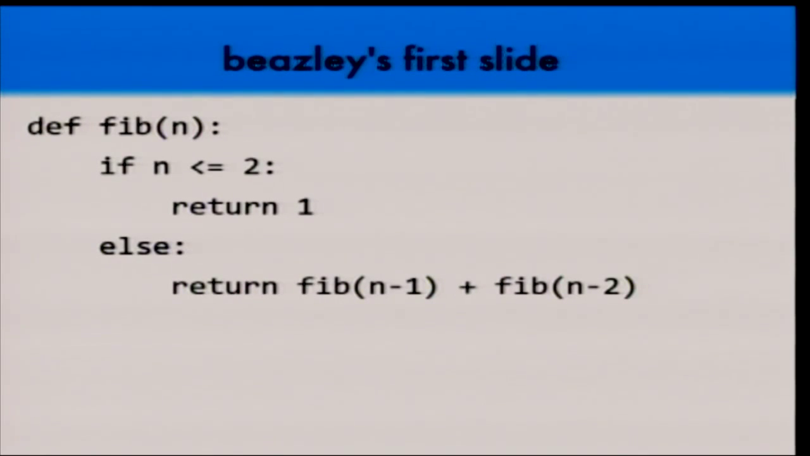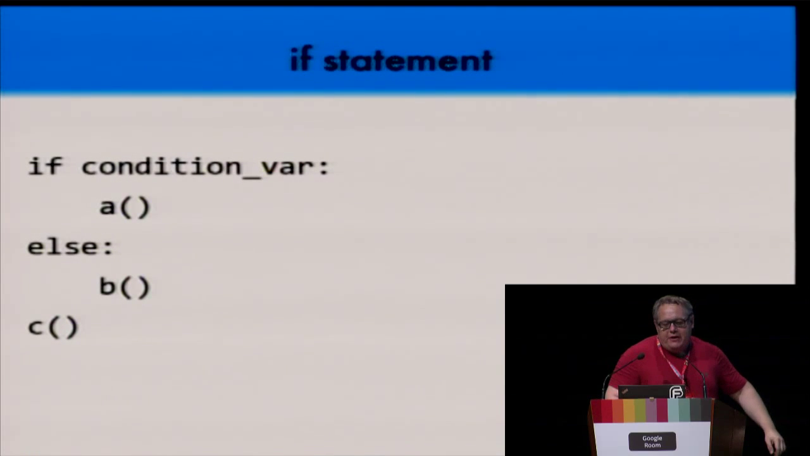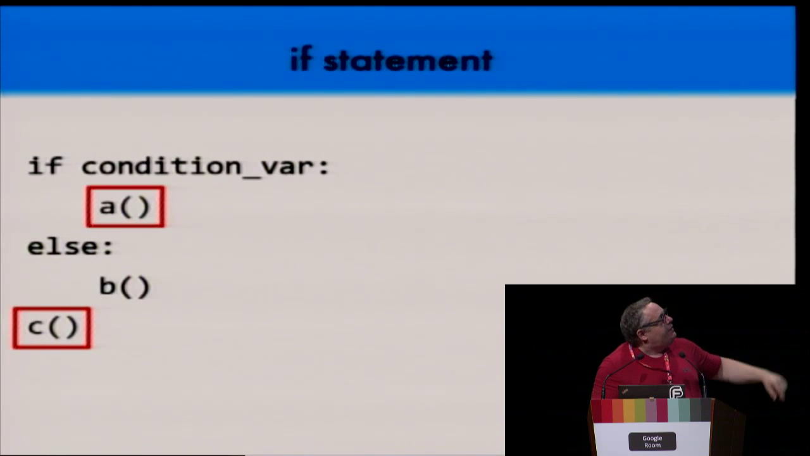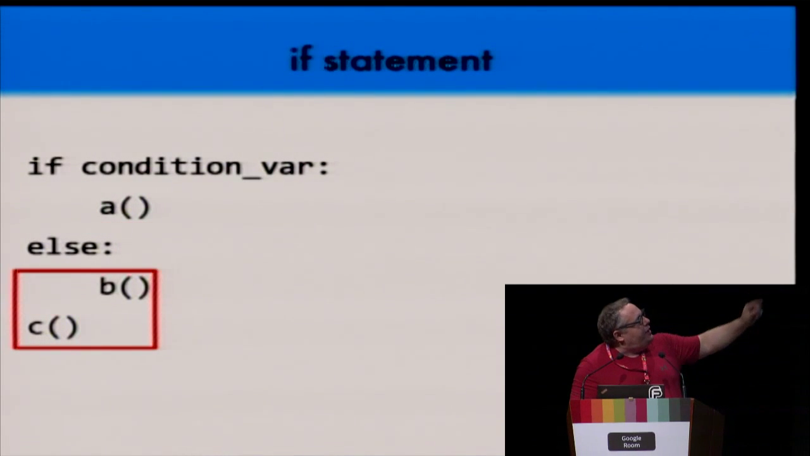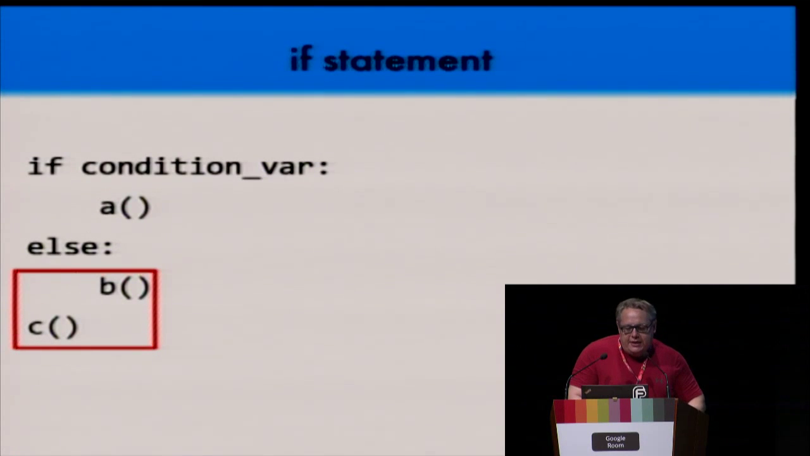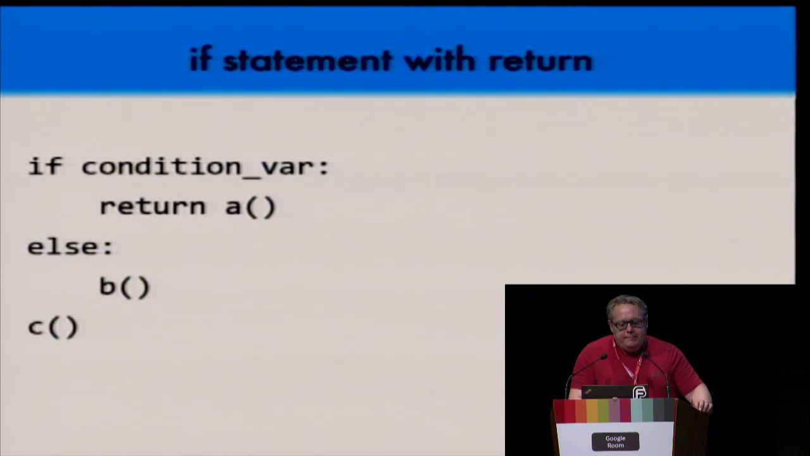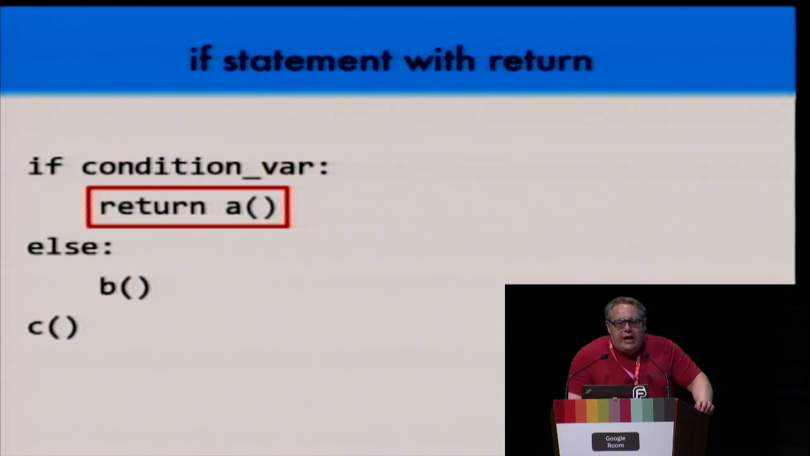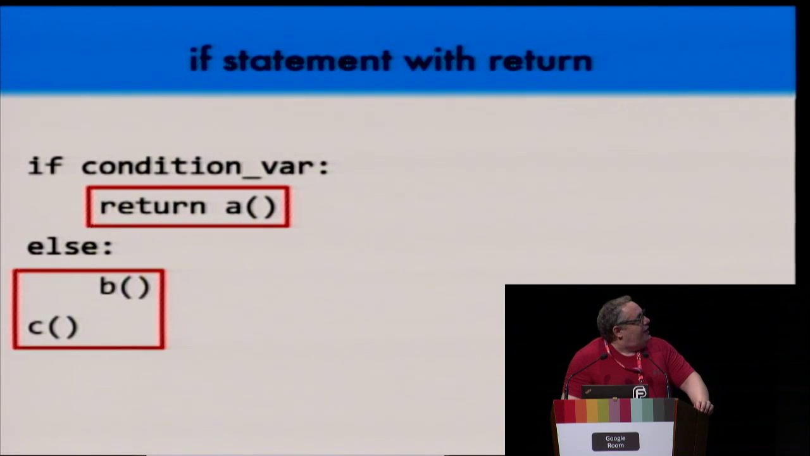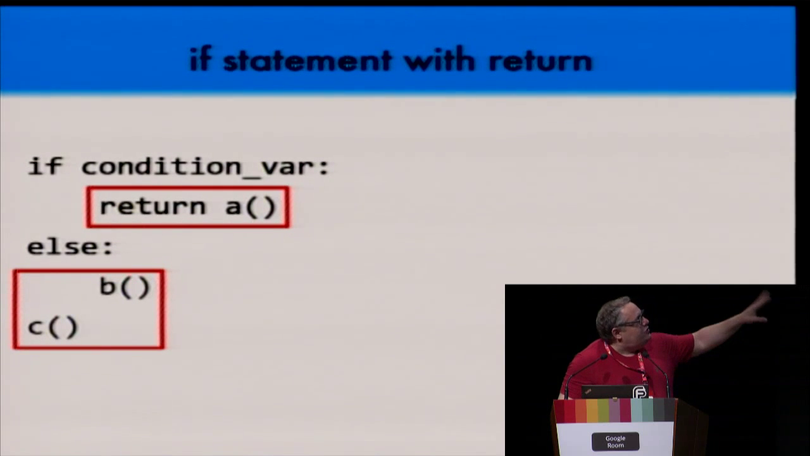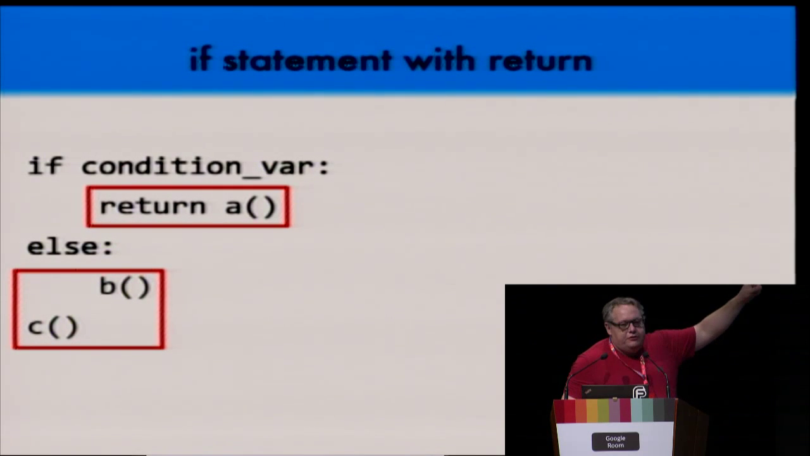To see what I mean, let's talk about if statements. So here's a conventional if statement. If the condition variable is true, we execute A, then C. If the conditional variable is false, then we execute B, then C. We all understand this. But consider, what if we return from inside of the if statement? Well, then we just execute A. We never get to B or C. And if the conditional variable is false, we execute B, then C. C is only ever reached if the conditional variable is false.